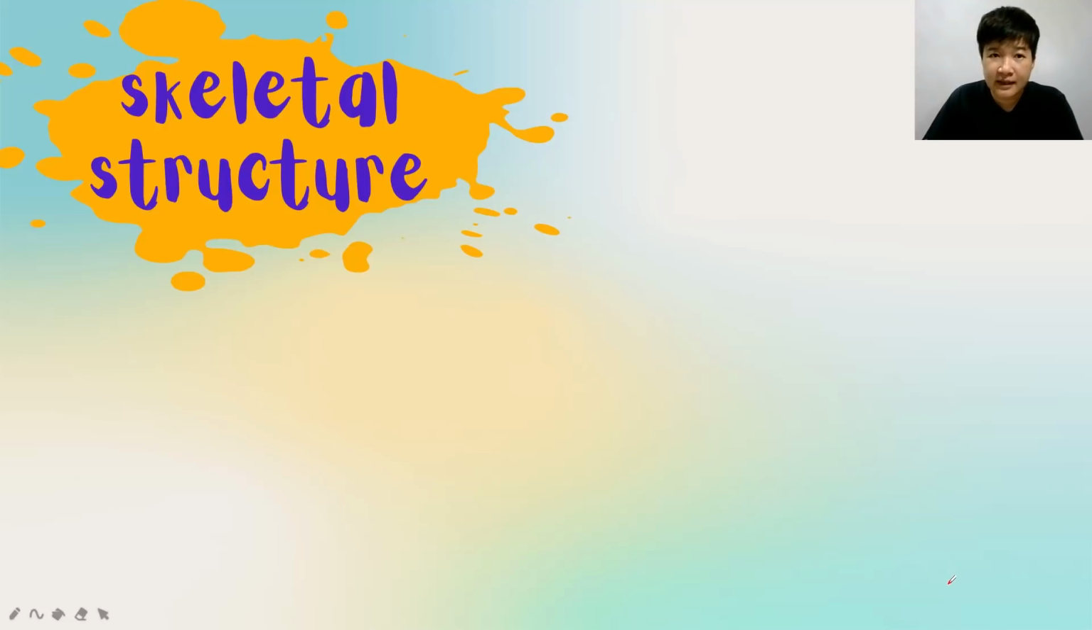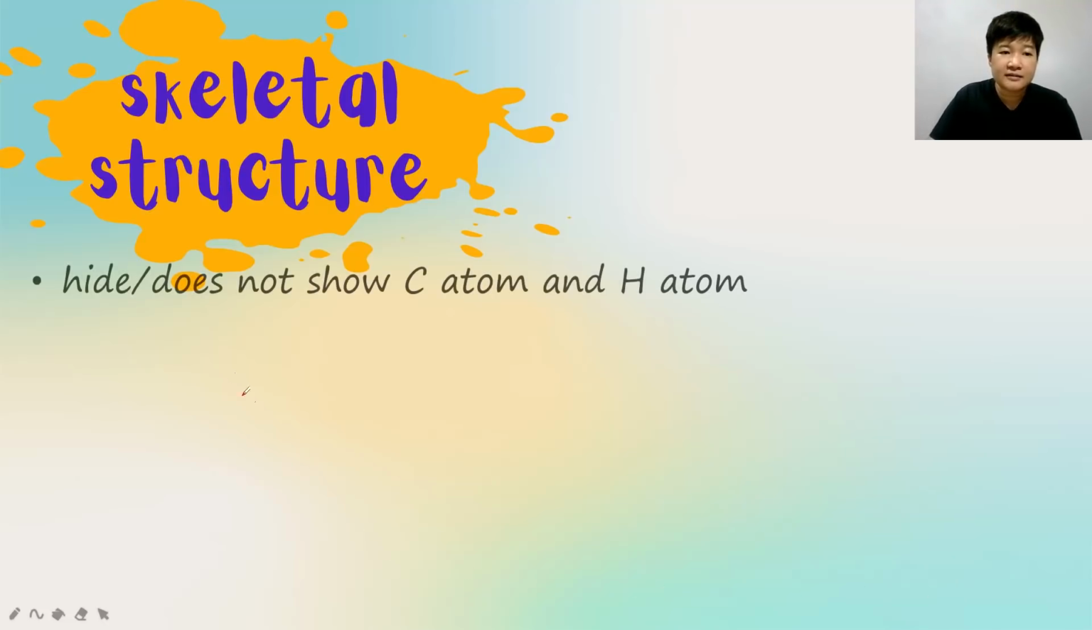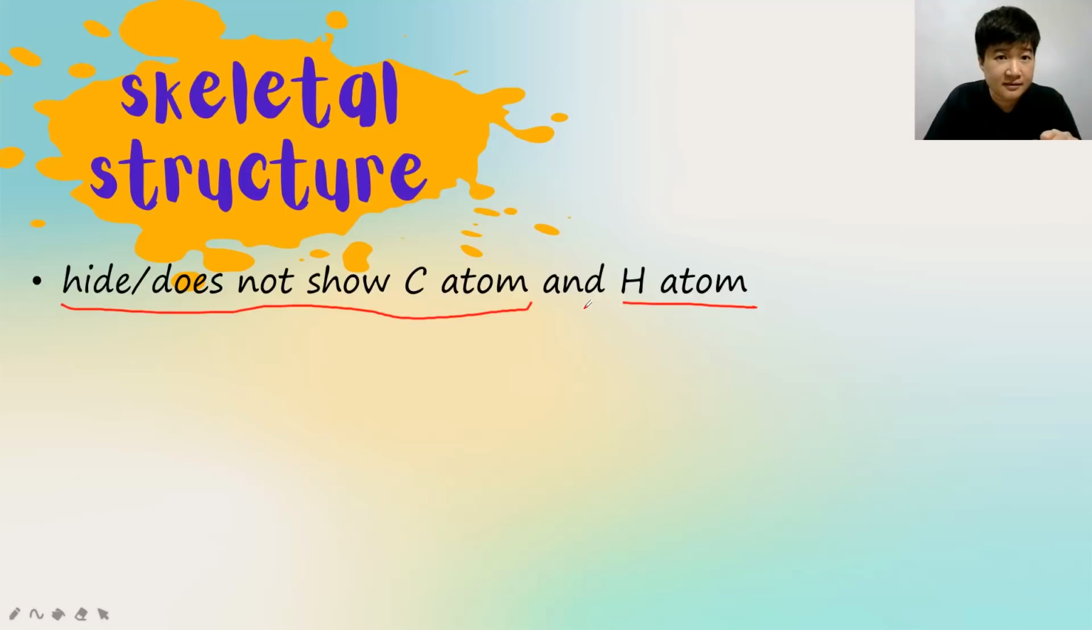What is actually skeletal structure? Skeletal structure is going to hide the carbon atom and the hydrogen atom. Read the sentence carefully. We are not hiding the bond, guys. We are hiding the carbon and hydrogen atom. You remember just now I give you a skeletal structure of propane like this? So we are hiding the carbon and hydrogen atom. Why I say I'm hiding the carbon and hydrogen atom?